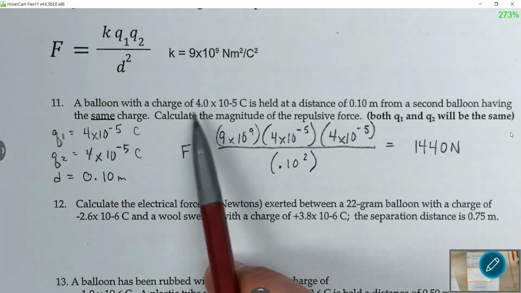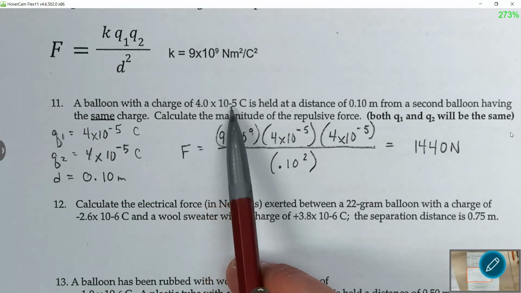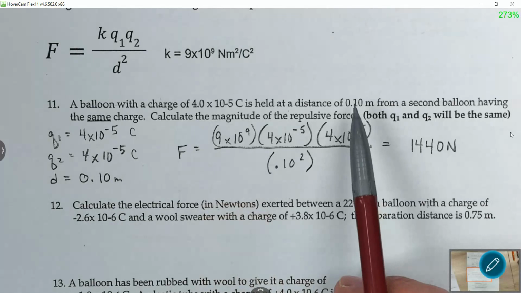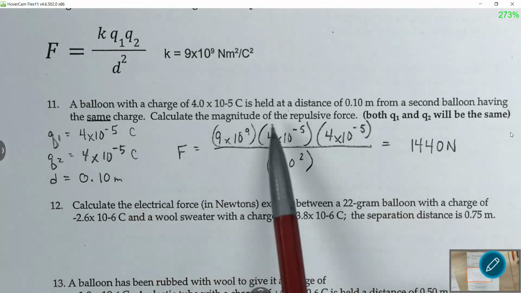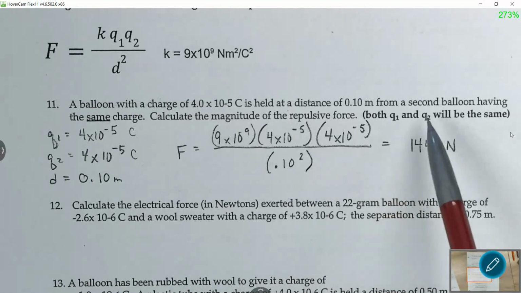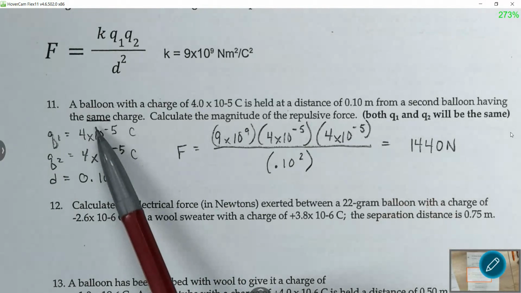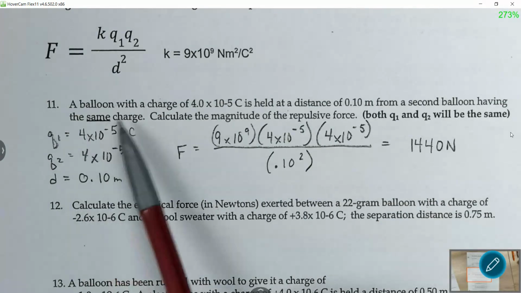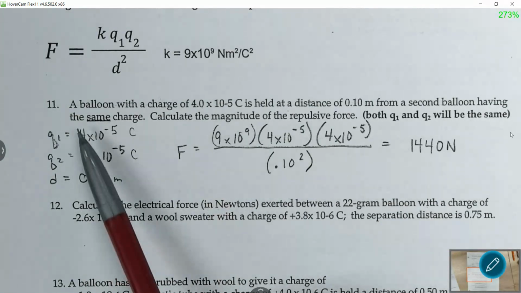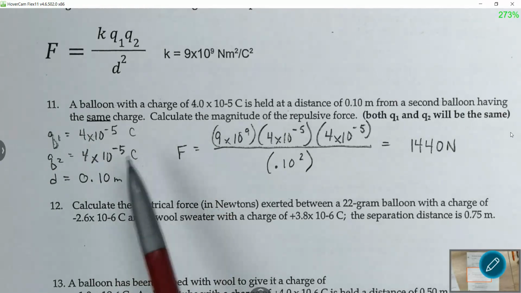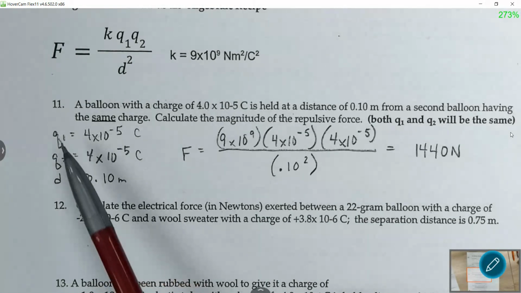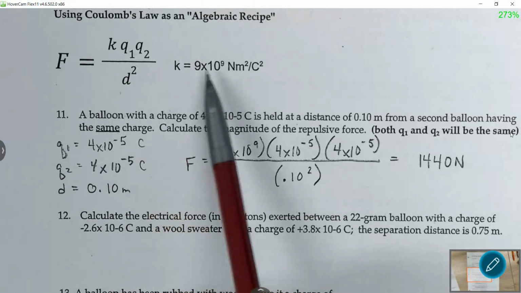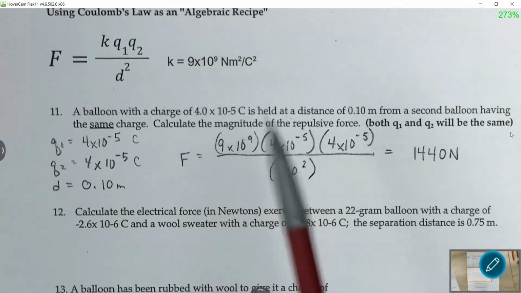So in this case, a balloon that had a static charge of 4 times 10 to the negative 5th coulombs was held at a distance of 0.10 meters from a second balloon having the same charge. Calculate the magnitude of the repulsive force. So I wrote, both Q1 and Q2 would be the same. Why? Because they said it has the same charge. The first one is arbitrarily going to be charge 1, so write it in. Same charge, so Q2 is the same. The distance separating them was 0.10 meters. That's our Q1, Q2, and d. K is always going to be 9 times 10 to the 9th, and then we plug and chug.